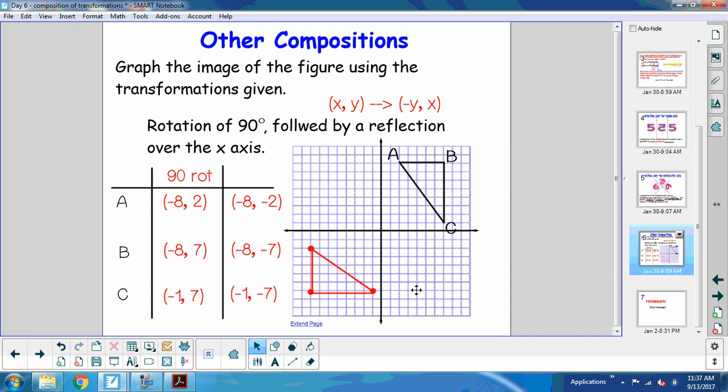okay, we really should probably label our points. We have A double prime. Okay, so A double prime was at that (-8, -2). We have B double prime. Okay, so that was at (-8, -7). And then finally we have C double prime. All right, so that there is our first rotation and then reflection. So it rotated here and then reflected down.